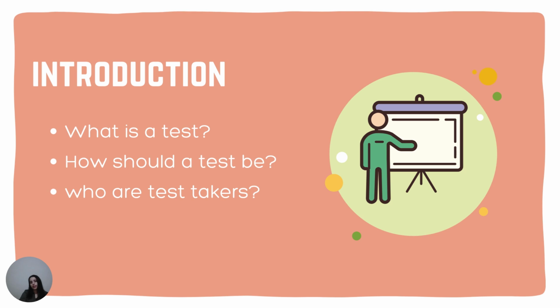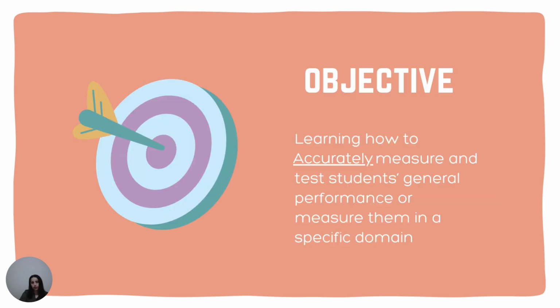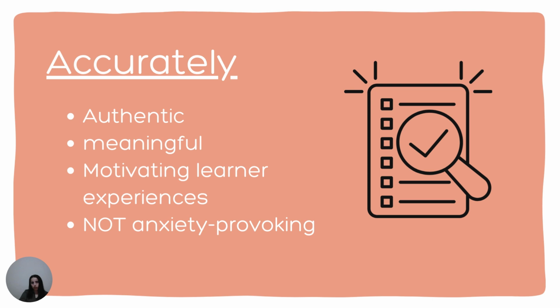And how should a test be? Actually, it should be accurate. What do I mean by accurate? Accurate means your test should be authentic, okay? It should be like real life. It shouldn't be fake. And it should be meaningful: the students should think that they have a real purpose for that test. And it should be motivating.